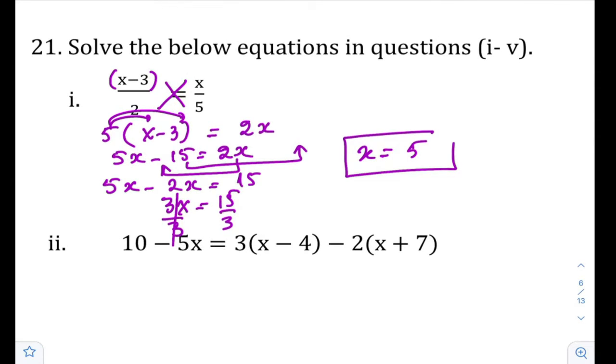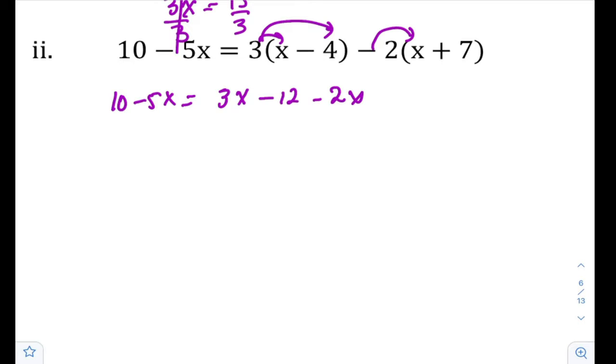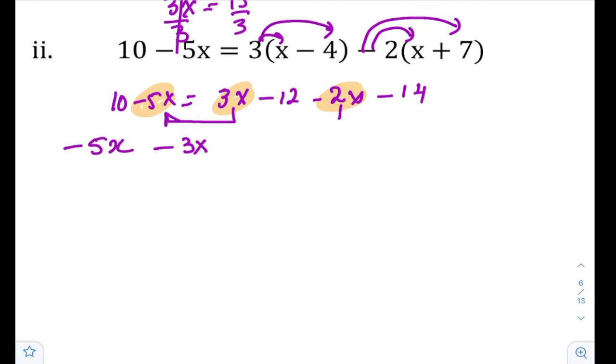Easy. Now we have here equations with variables in both sides. We will do it in a very routine way. 10 minus 5x is equal to, distribute, negative 2 times x, negative 2x, and negative 2 times 7 is negative 14. Let's combine all like terms. We have here all terms including x. We will bring them to one side. 3x comes here as negative 3x, negative 2x coming to the other side plus 2x.